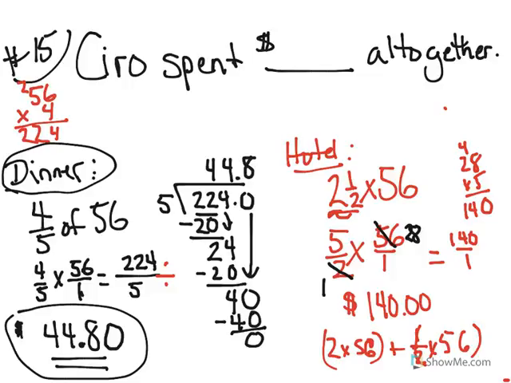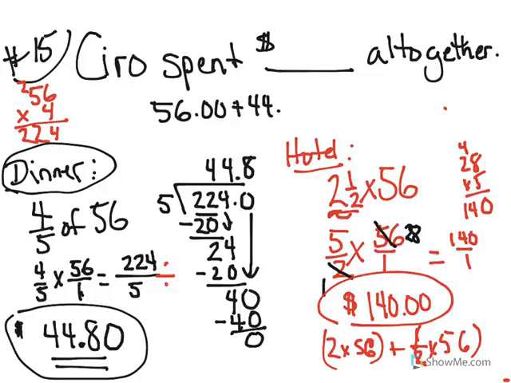So now I know that for the hotel he spent 140, for the dinner he spent $44.80, and the problem had told me that the concert ticket had cost $56. So now I need to add $56 plus $44.80 plus $140. So 56. Now notice I am lining up my decimal points. I'm going to do 44 in front, 80 after, and put my decimal point down.